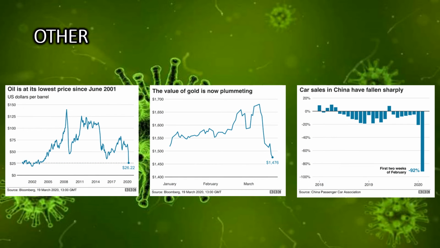There are, of course, other economic details that I haven't had time to go over. The value of gold has fallen, which is surprising since gold is considered a safer form of investment. This is due to fears of a global recession, so people demand less gold. In addition, since there's less demand for transport, i.e. airports, there is less demand for oil. So oil prices have fallen to their lowest point since June 2001. And if we still haven't had enough of China, Chinese car sales have fallen as well. In a crisis like COVID-19, one video can't cover everything.